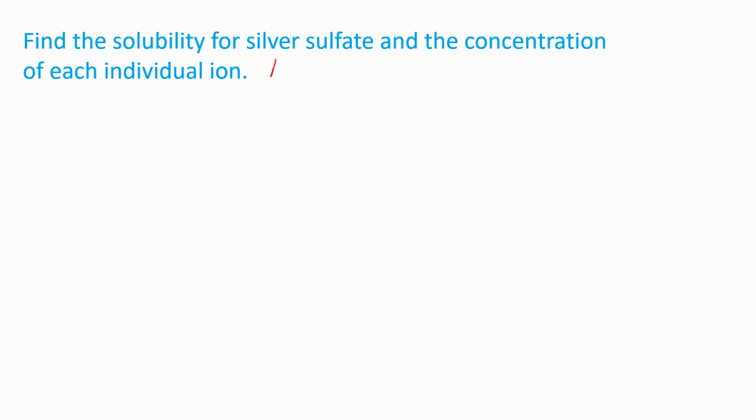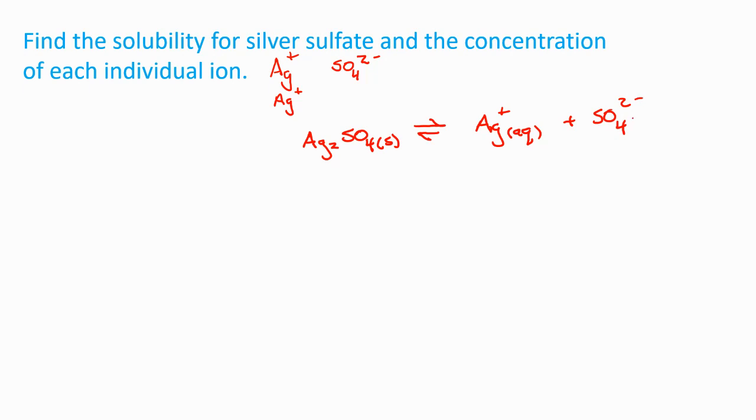So if I look at silver, silver is Ag plus, sulfate is SO4 2 minus, and I need two Ag pluses to balance off the charge of sulfate. And so if I am asked to write the balanced chemical equation for this, it's going to look as follows. Ag2SO4, a solid, is in equilibrium with its ions, which are Ag plus, aqueous, and SO4 2 minus.